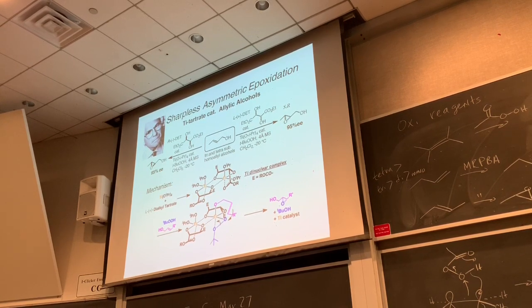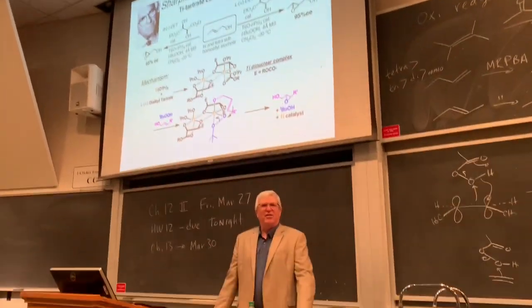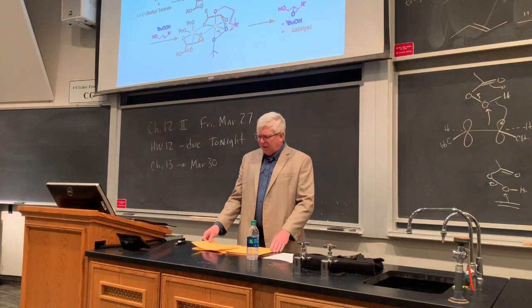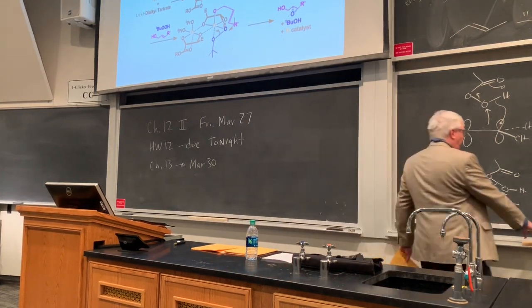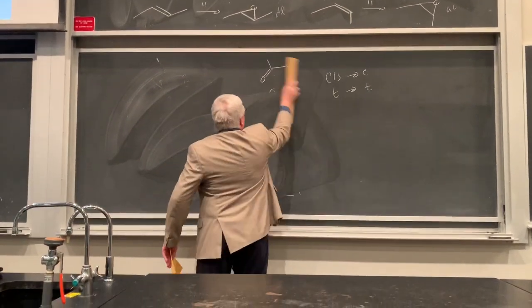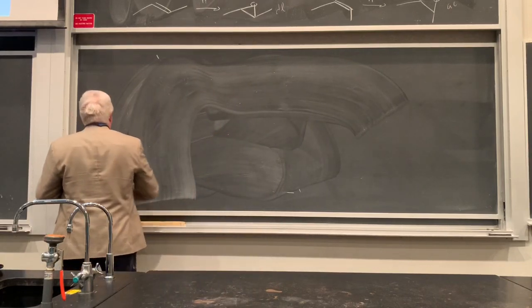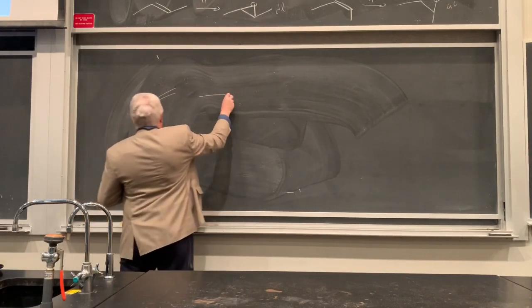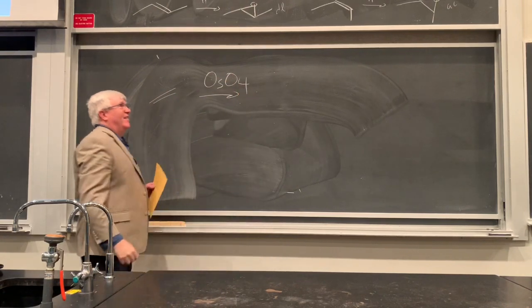Let's first do dihydroxylation and the chromium alcohol oxidations to carboxylic acids and ketones. Let's first look at dihydroxylation. So we've got alkenes again, and we're going to take an alkene here, and we're going to react it with osmium tetroxide.